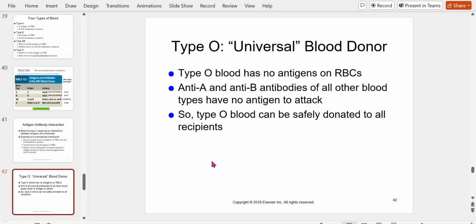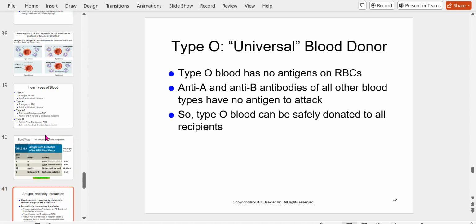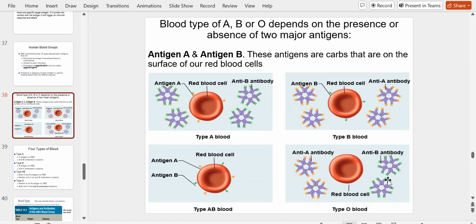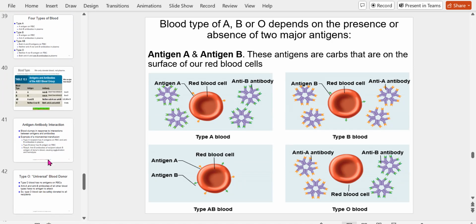Type O, universal blood donor. Type O has no antigens. So if we remove the plasma, so those antibodies are not there, and we are able to donate the blood, anybody can receive it.